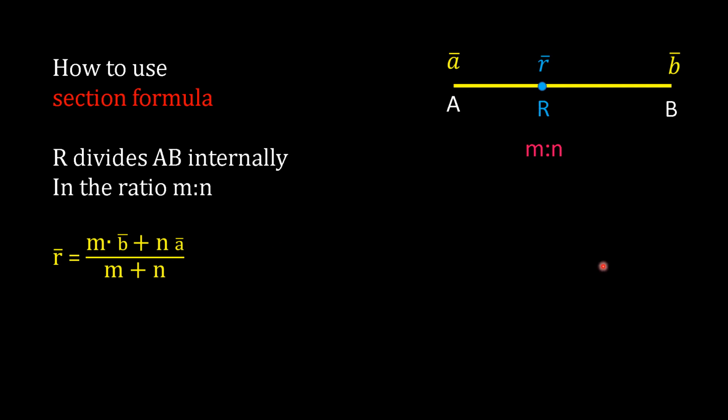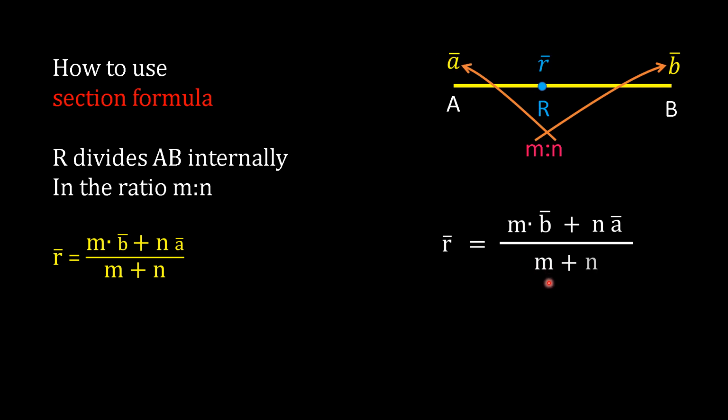What does that mean? It means that we write R bar equals m B bar. For m B bar we have to move from m to B bar like this, plus n A bar. For n A bar we have to move crosswards like from n to A bar divided by m plus n. So we should remember while applying the section formula we have to work crosswards like this.